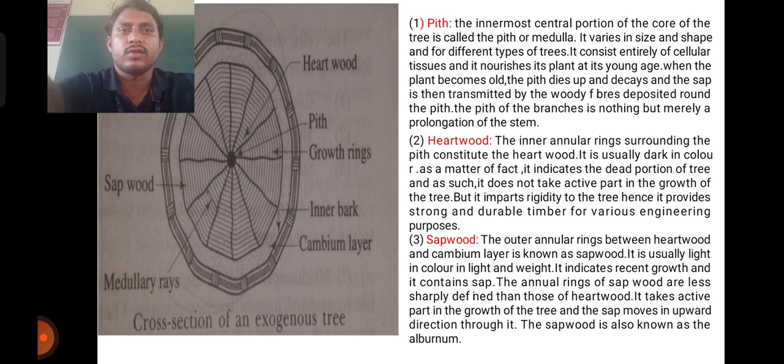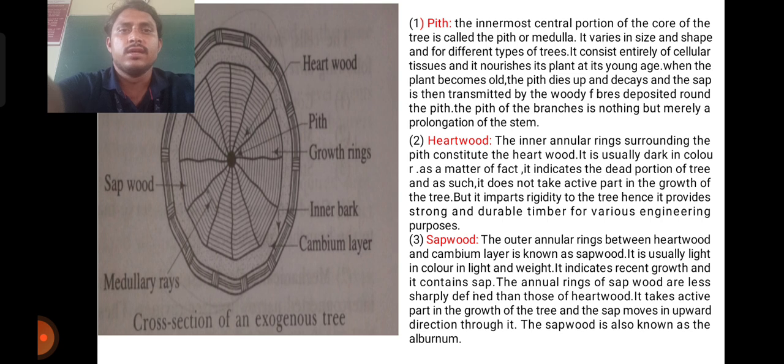In this slide, there is a structure of the timber. A lot of components are involved in timber structures. In the diagram, there are components such as hardwood, pith, growth rings, inner bark, cambium layer, medullary rays and sapwood. We will discuss them one by one.